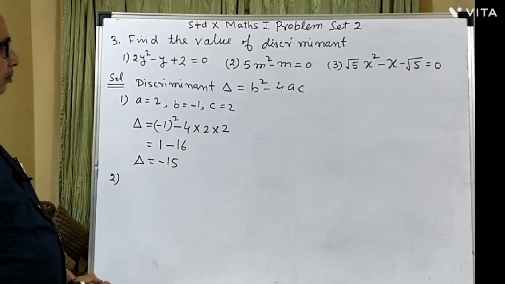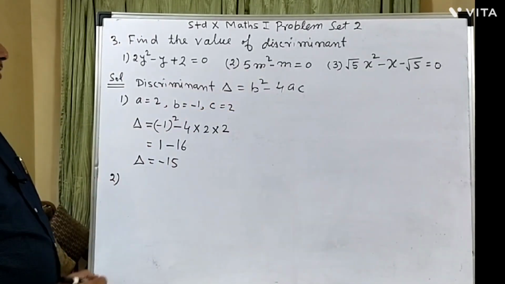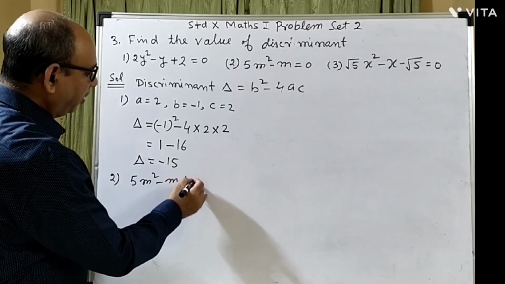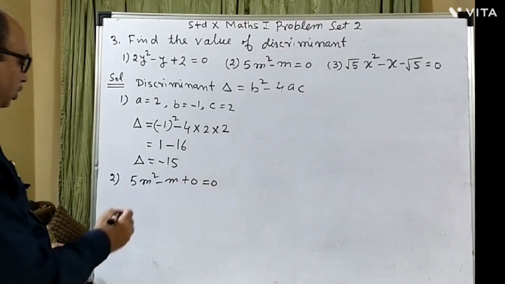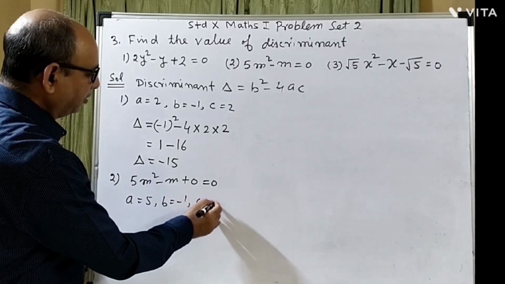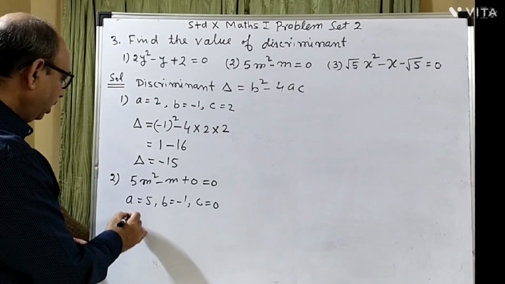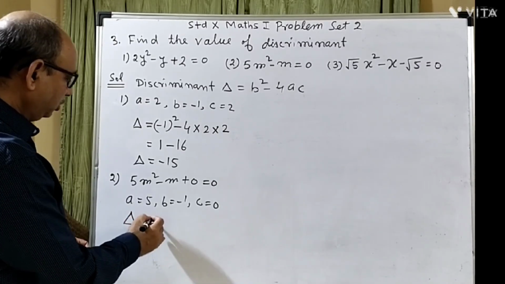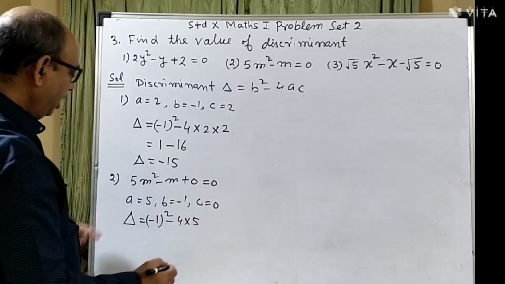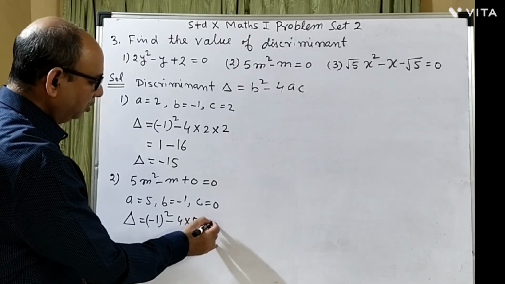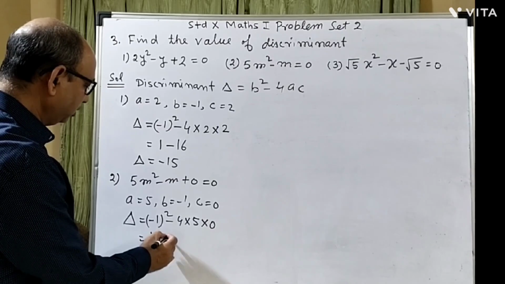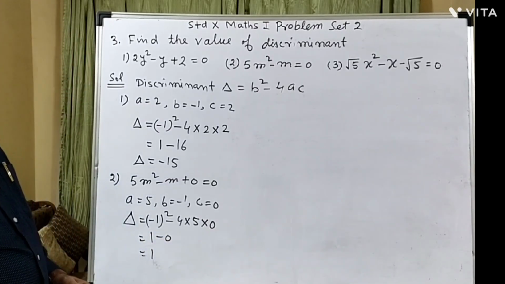Second one, we can write it as 5m square minus m plus 0 is equal to 0. So the value of a is equal to 5, b is equal to minus 1 and value of c is 0. Therefore, discriminant delta is equal to b square, means minus 1 square, minus 4 into a is equal to 5 and c is equal to 0. Anything multiplied with 0 is 0, so the answer will be 1 minus 0, which is equal to 1.